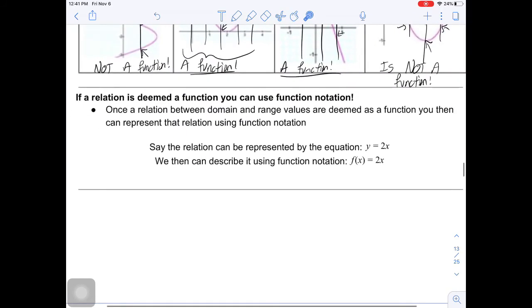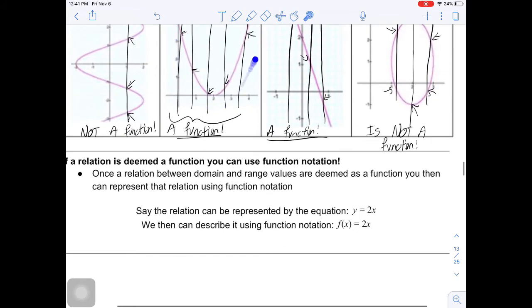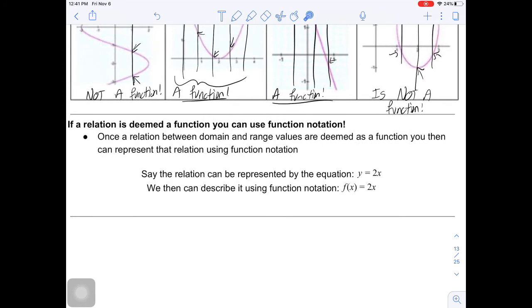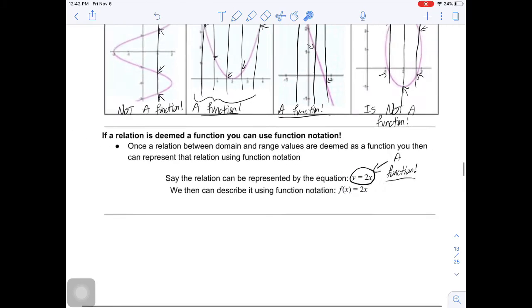Now, let's move forward. If a relation is deemed a function, you then can use function notation. That's why it's called function notation. So as soon as I determine that this graph is known as a function, I could represent whatever the equation is for it as function notation. So here, say the relation can be represented by the equation y equals 2x. Well, this thing is a function. And as soon as you know that this thing is a function, you can then describe it using function notation. So I'm going to replace y with f of x.